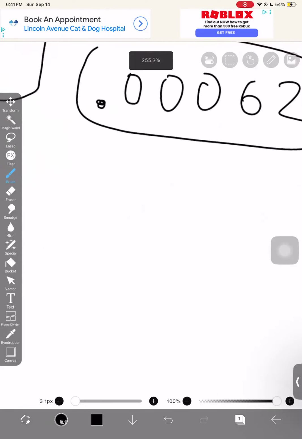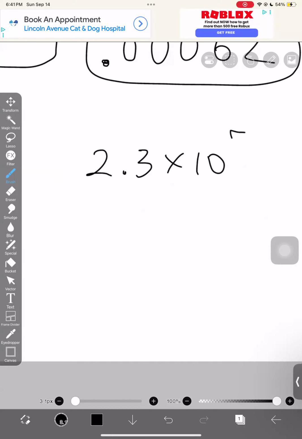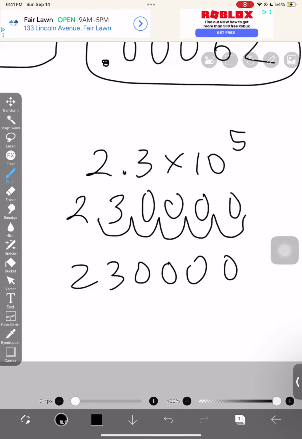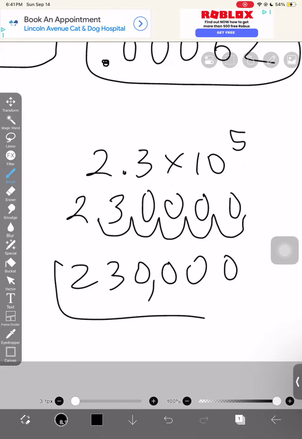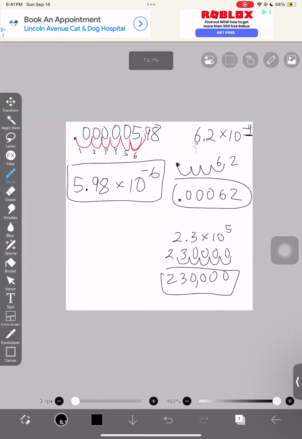As opposed to if we have something like this. Right? Positive means it's a very large number, so it's 2, 3, and that's 230,000. Okay. You'll probably get like one question like this on the exam.